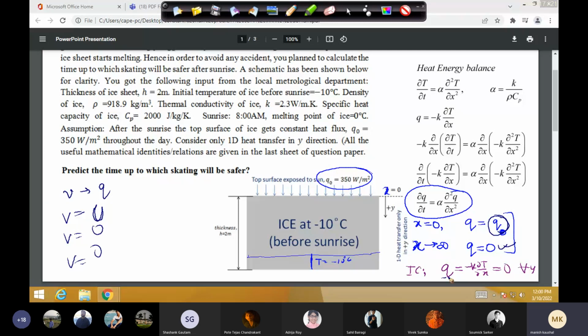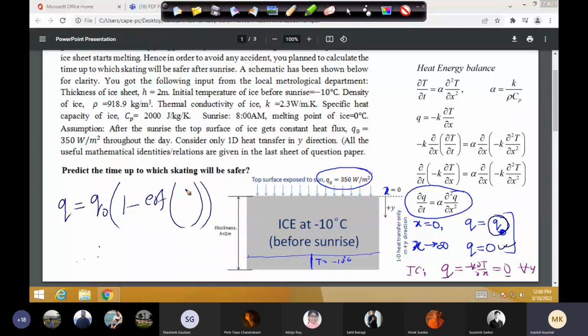We will not solve it. The only thing is it is not in the form of V, and not in the form of temperature or theta. It is in the form of Q. And my answer is Q equal to simply Q naught times 1 minus erf of x divided by the square root of 4 alpha t.